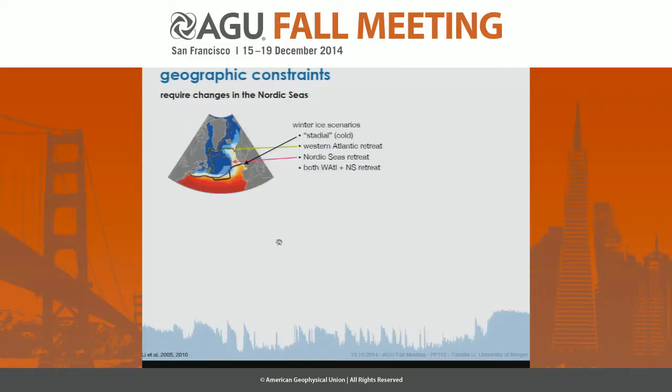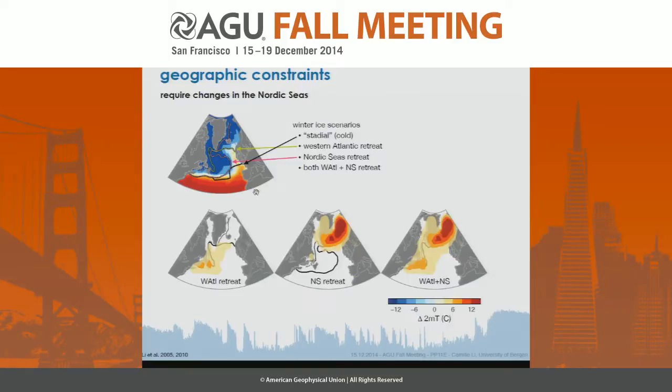The other thing we learned early on was that you need to have changes in the Nordic Seas. If you look at this black line, this is one of our stadial scenarios, extensive winter sea ice. And then this yellow line would be a retreat in the Western Atlantic, and the pink line a retreat in the Nordic Seas. And here you see that you really need the Nordic Seas to retreat to get a big warming signal onto Greenland.